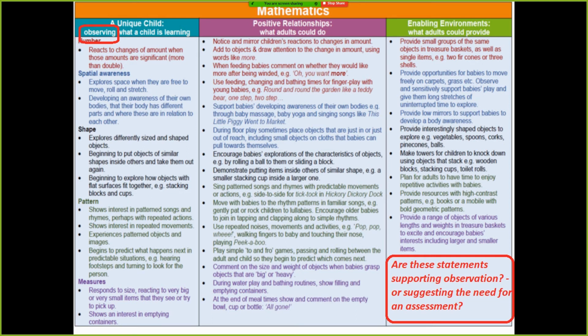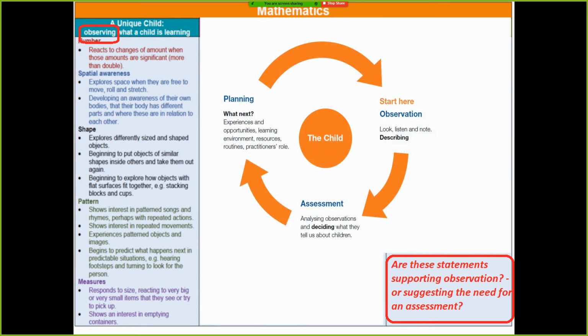It's the one that it's suggesting is guidance for people to help them observe what's happening. So we need to question whether it actually does that. Does it actually provide the means in the moment to support practitioners in observation? If we just take the first one there, reacts to changes of amount when these amounts are significant. Is it likely that spontaneously you will notice this in free flow play of a child?